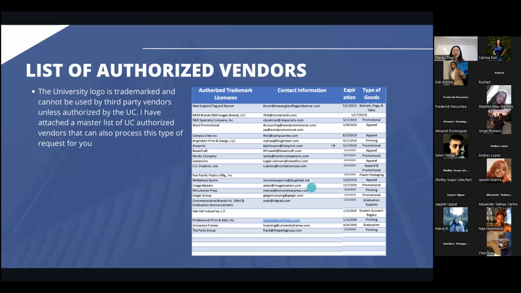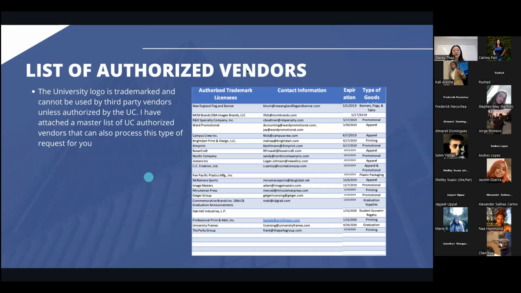And this is going to be the list of authorized vendors as well. This will be under the Business Center Resources tab on the Office of Student Involvement website. The university logo is trademarked and cannot be used by any third-party vendors unless authorized by the UC.